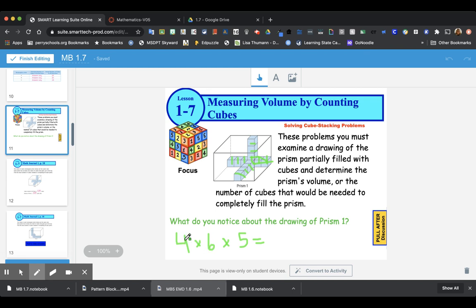So I know that 6 times 4 is 24. So I'm going to write that first. And I'm going to take 24 times 5, which we know, if we solve that, is 120. So when solving this one, we see that it takes 120 cubes to fill this prism, or the volume is 120 cubic units.